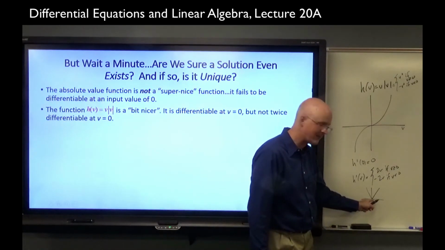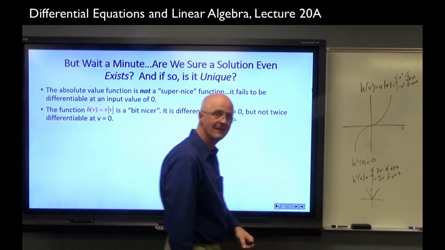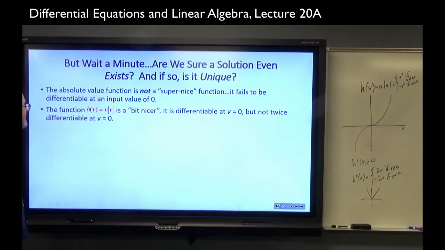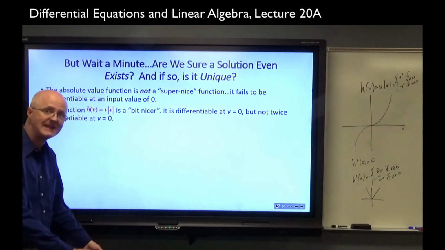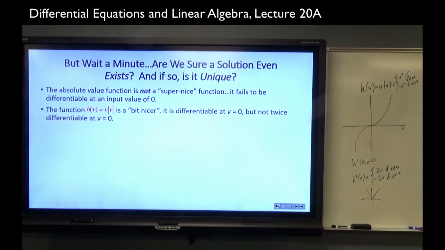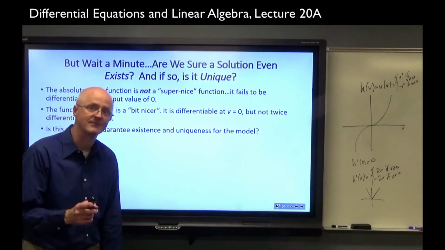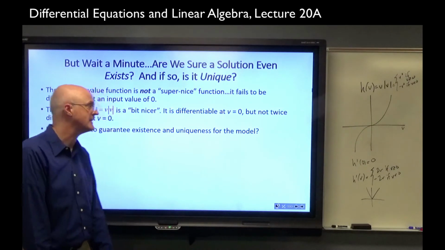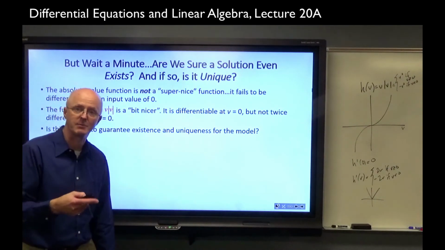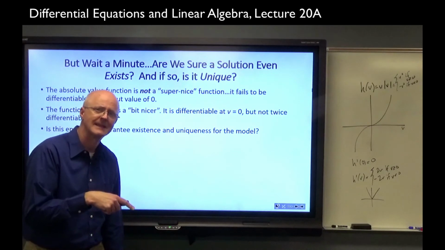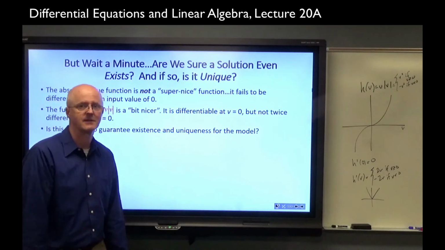Differentiate again, you're going to have a problem at the corner of the v. So it's still not super nice. It's a bit nicer, but still not super nice. But the continuously differentiable property will be enough to guarantee existence and uniqueness. Actually, the continuously differentiable property is necessary for uniqueness. Continuity is really all that's necessary for existence.